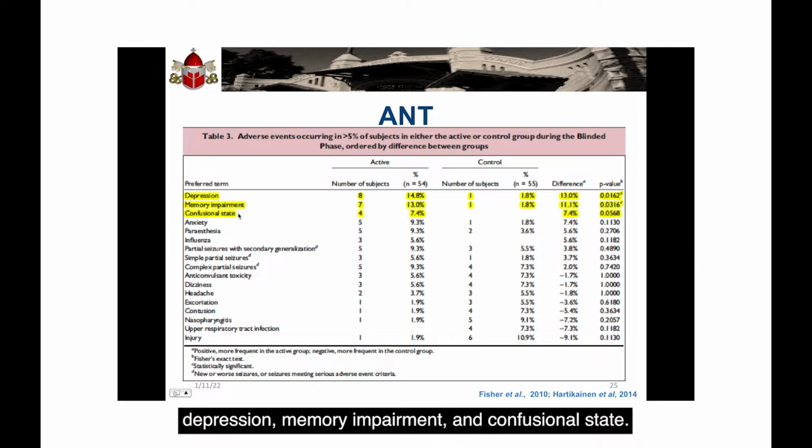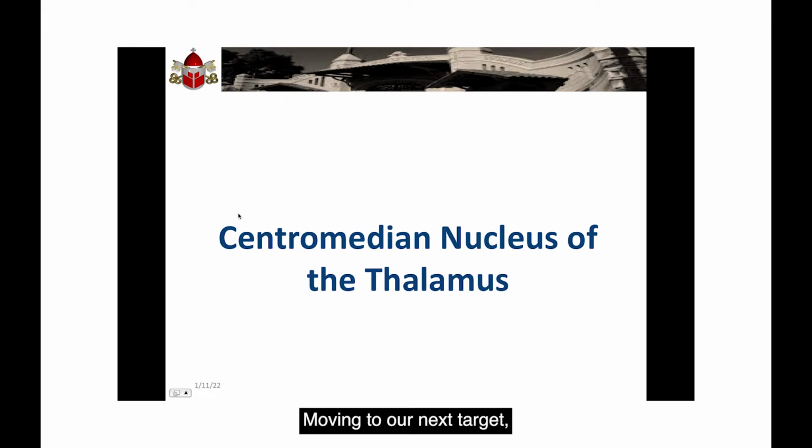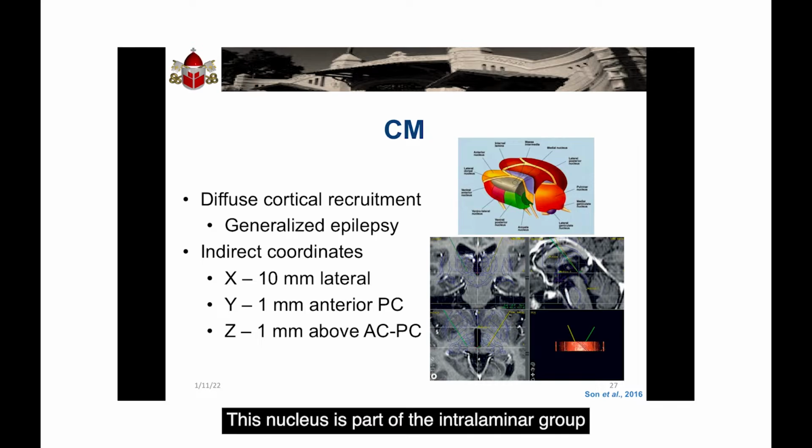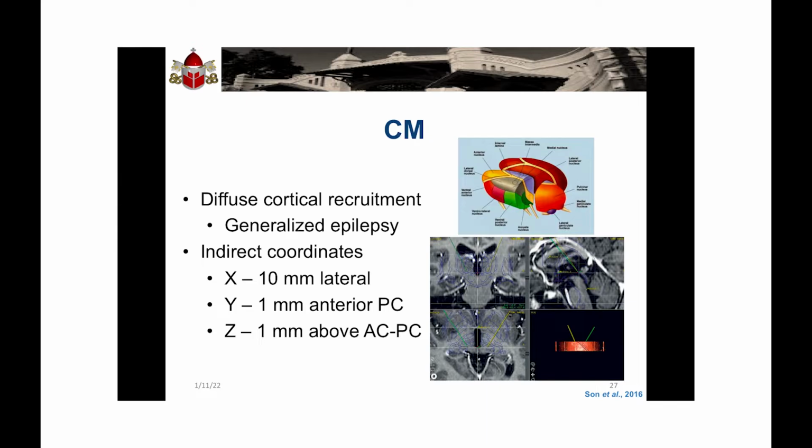Moving to our next target, the central median nucleus of the thalamus. This nucleus is part of the intralaminar group, and it projects diffusely to the brain cortex. And it's related to diffuse cortical recruitment. That's why it should be used in patients with generalized epilepsy.